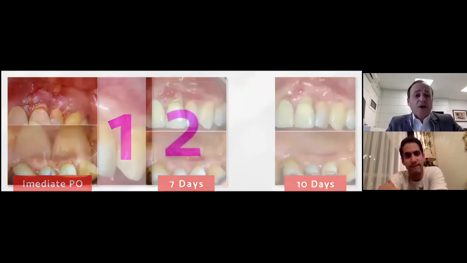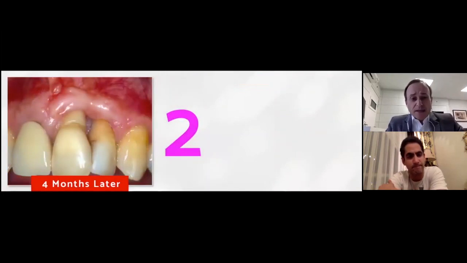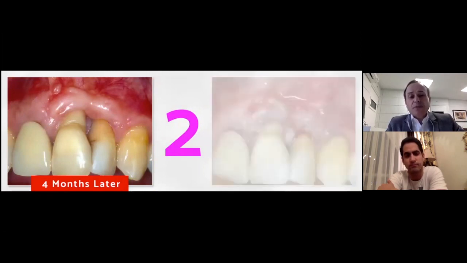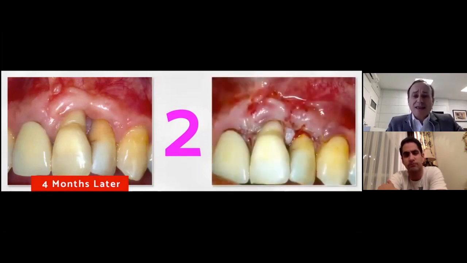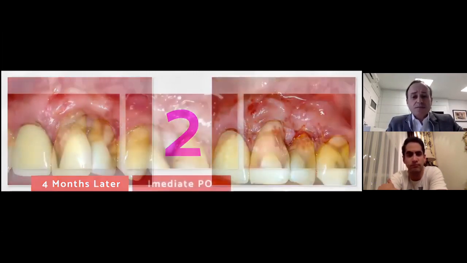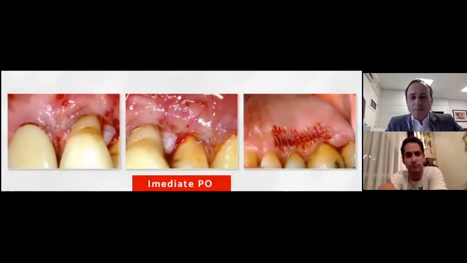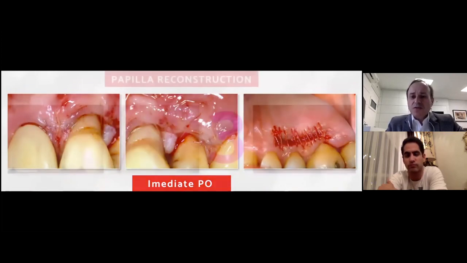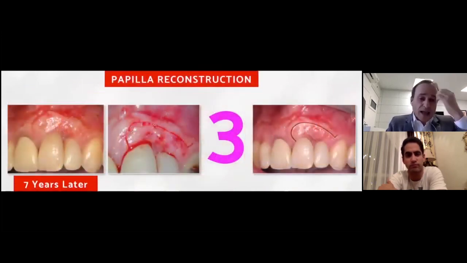After 4 months, the second surgery was performed in order to do another connective tissue graft to change the position of the gingival margin in the coronal direction and to improve the papillary height position, using, again, microplastic procedures. This is the immediate post-op. You can see here the new papilla and the soft tissue that was harvested from the tuberosity, from the palate.